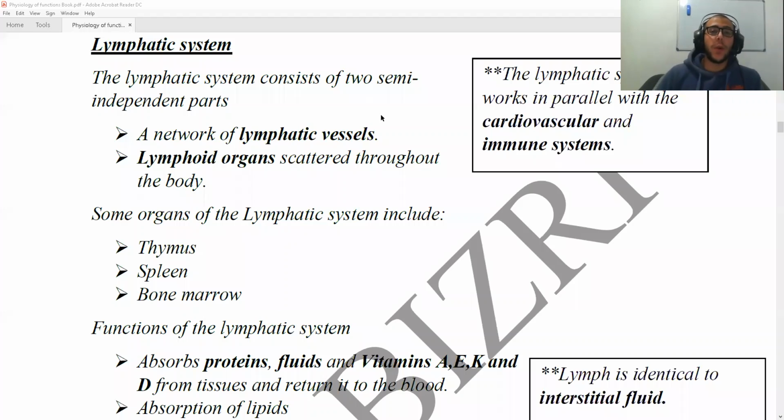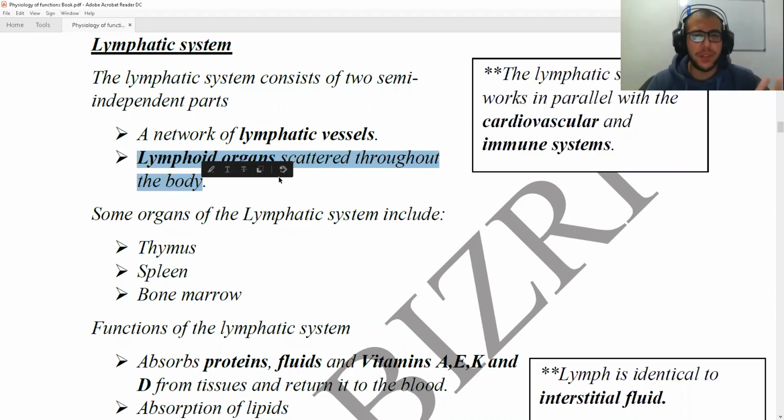In today's video, we're going to be talking about the lymphatic system. However, we're going to be purely talking about the overview. So the lymphatic system consists of two independent parts: a network of vessels that look like the capillaries. However, there are some differences between them that we're going to be mentioning later on, and the lymphoid organs, which are scattered around the body.